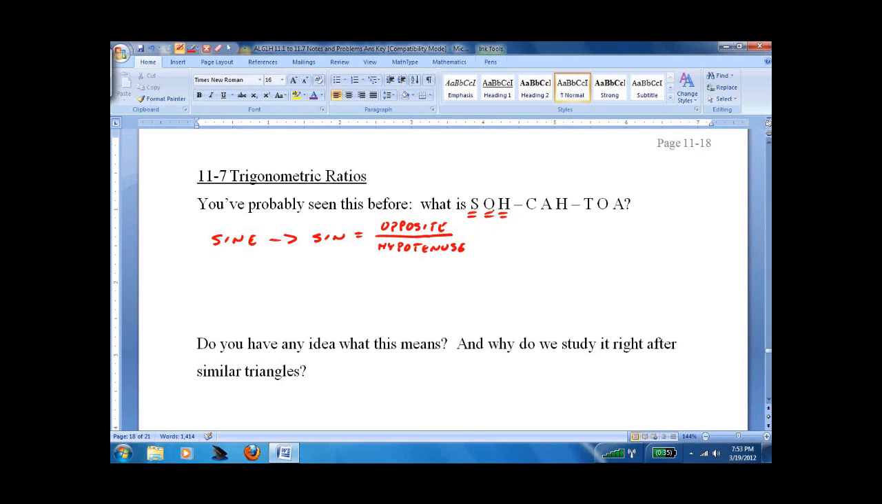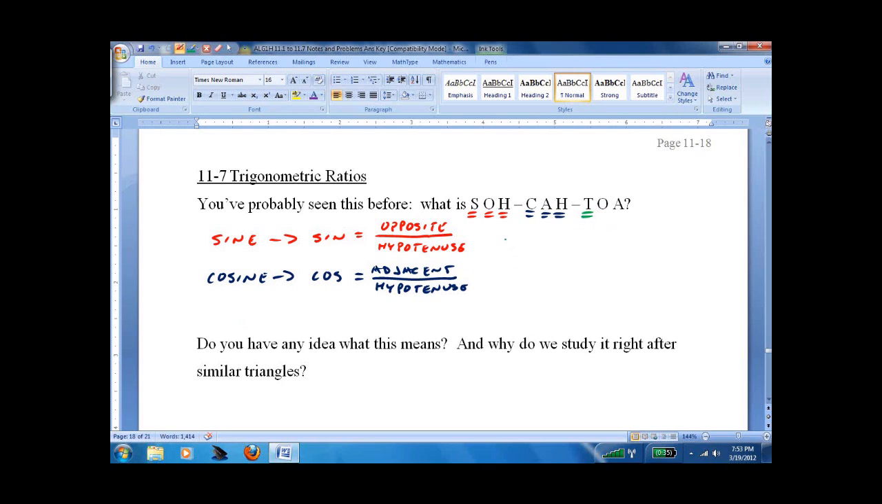So that's SOHCAHTOA. The C in CAH stands for cosine. And again, we never write cosine, we just write cos. And A stands for adjacent over hypotenuse. Adjacent over hypotenuse. And so it's just a memorizing mnemonic.